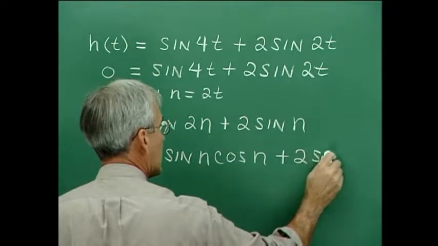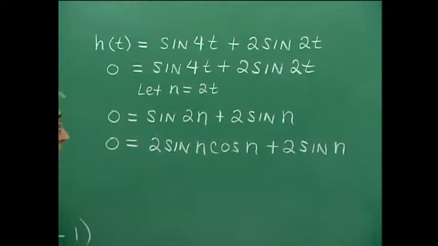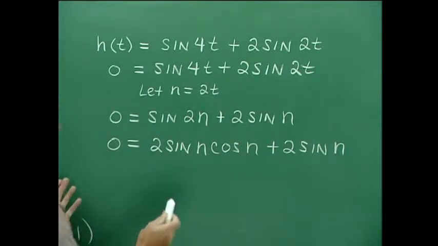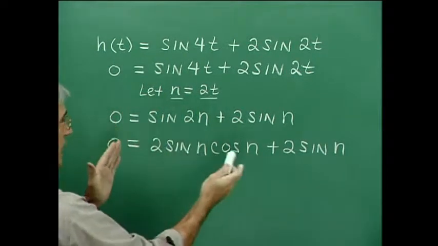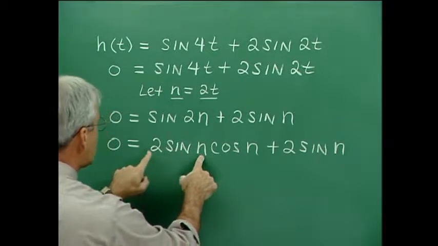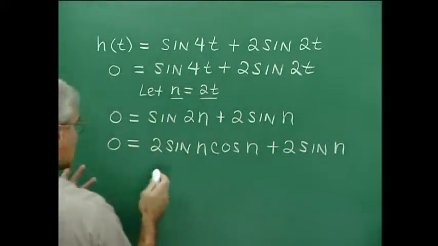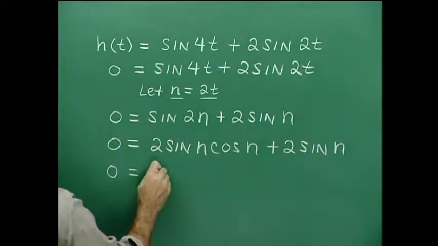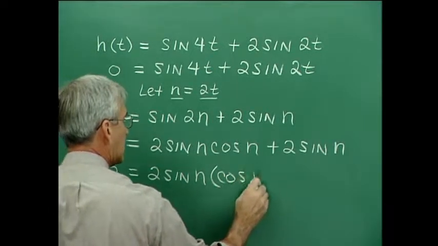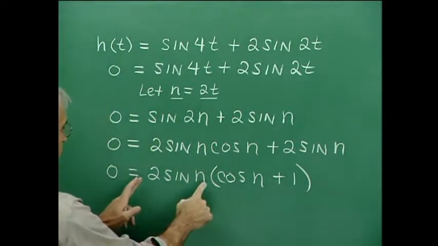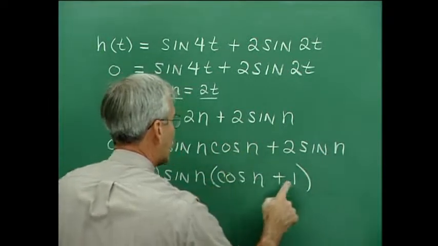plus 2 sine n. Now I wonder if I can get some mileage out of the algebra within this before I even go back and substitute for the 2t and the n business. Now I'm noticing here that I have 2 sine n here, and I have 2 sine n over here. So I can actually factor 2 sine n from both of those terms. So 2 sine n times cosine n plus 1. You see, when I pull 2 sine n out of this term, I'm left with cosine n. When I pull 2 sine n out of this term, I'm left with simply 1.